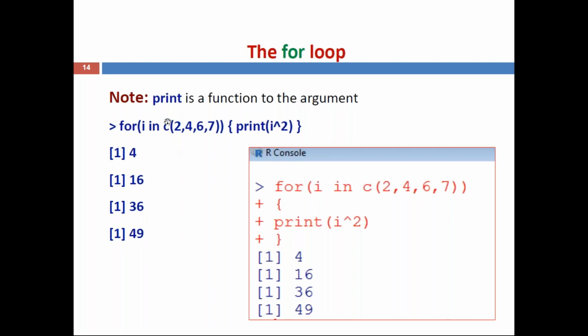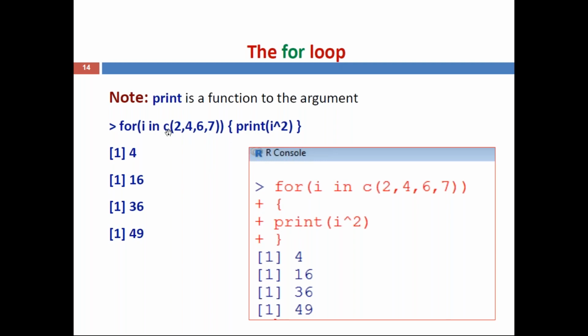Now how it works: first i equal to 2, it prints 2 power 2, 4. Then i equal to 4, 4 power 2, 16. Then i equal to 6, 6 power 2, that is 36. Then i equal to 7, 7 power 2, 49. Then it ends the loop with i equal to 7. This is the output obtained from our software.